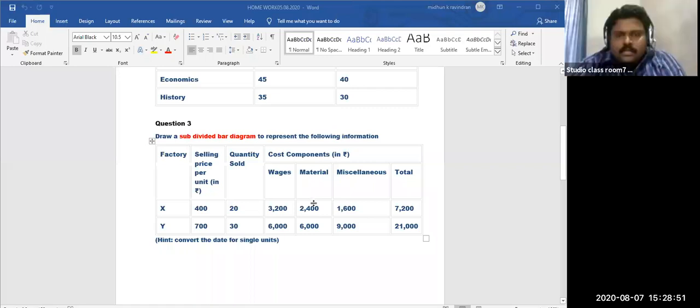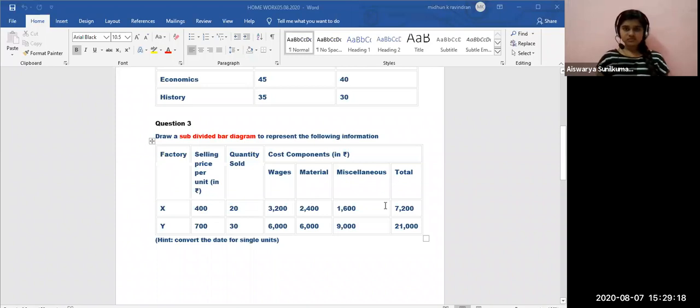I'm asking about this unit price, single unit price. So 20 into 400 is equal to 8,000. That's the total value. Here you can see wages, material, miscellaneous. If you add all together, you get only 7,200, right? Is that correct or not? Yes. So here we want to convert that into a single unit, meaning 3,200 divided by 20, 2,400 divided by 20, 1,600 divided by 20. So you will get the price in single units, and you want to mention that.